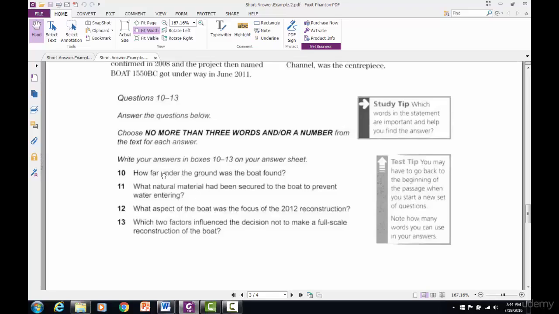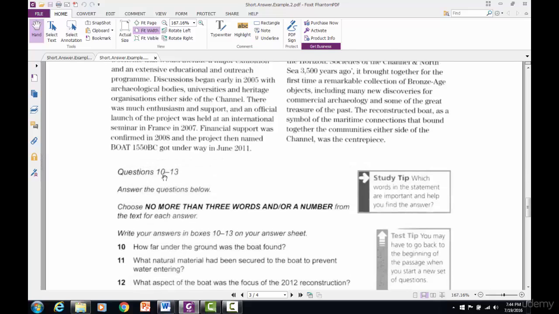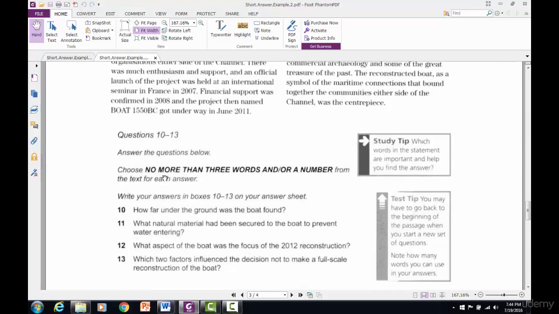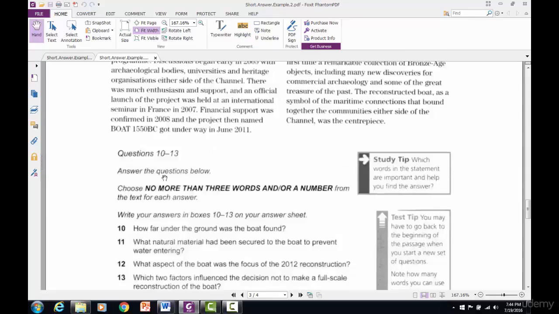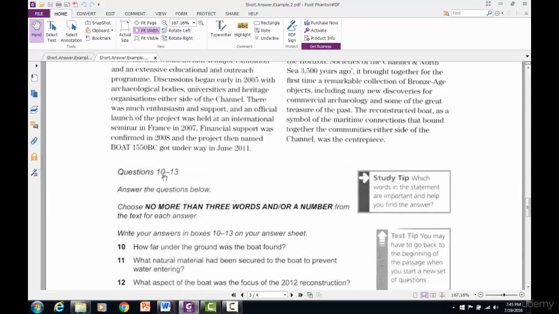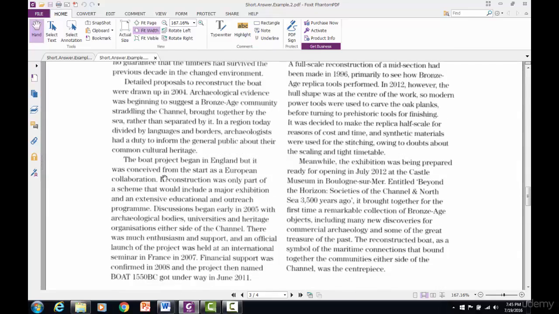All right, now, number 10. How far under the ground was the boat found? Keywords are under the ground. What's helpful with number 10 is we know we're looking for a number, because it says how far under the ground. So we know we're looking for a measurement. So number 10 was actually pretty easy to do properly.